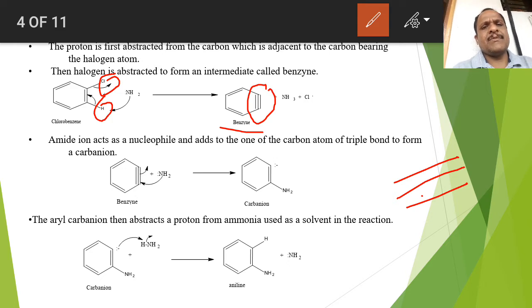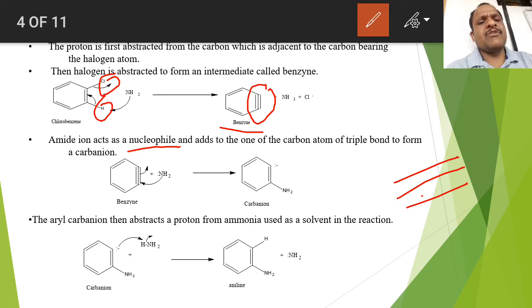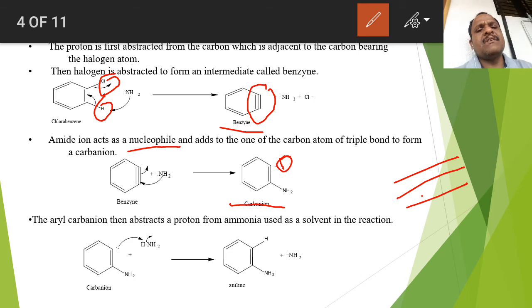Now in the second step, what happens? The amide ion acts as a nucleophile. The carbon carbon triple bond which is formed in benzyne, that carbon becomes electron deficient, and the NH2 group, which acts as a nucleophile, will attack any one carbon of the carbon carbon triple bond of the benzyne intermediate, to give another important species, a carbanion. So a negative charge is formed here. In the last step, that negative charge abstracts hydrogen from ammonia, where ammonia acts as a solvent, and there is formation of aniline.